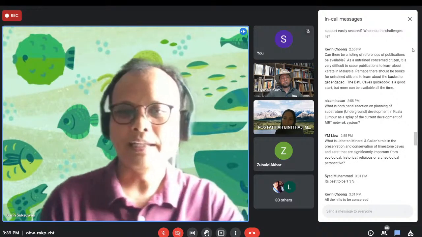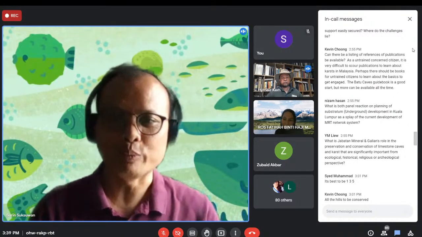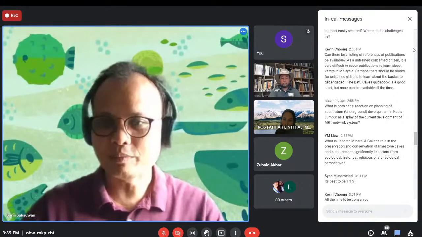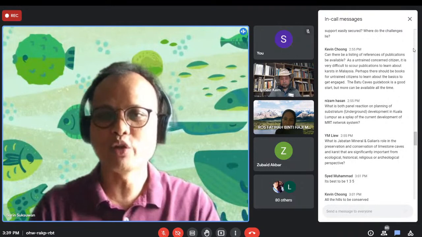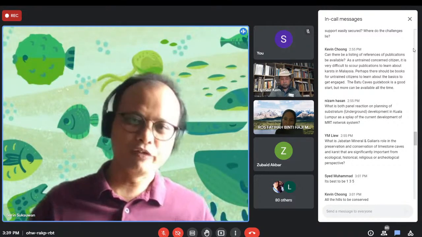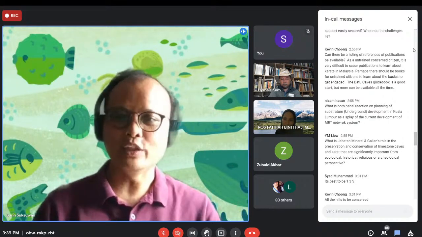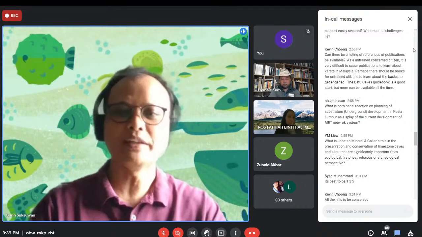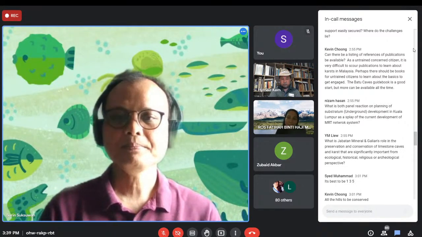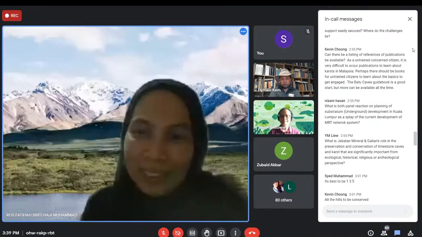So in that sense, we wouldn't worry too much about the limestone areas underneath KL from a biodiversity point of view, but maybe the engineers are concerned about construction of tunnels that may lead to collapse or sinkholes and all that. So that's more an engineering issue. Okay, thanks, Surin and Jaime.